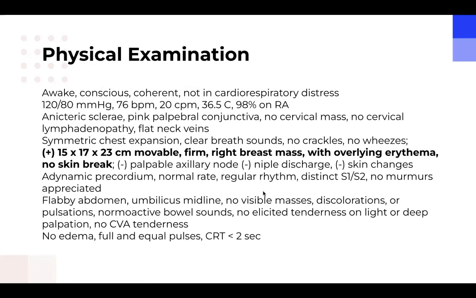So essentially, patient has a normal physical examination, except for the 15 by 17 by 23 centimeters movable firm breast mass with overlying erythema and without skin break, no palpable axillary node, no nipple discharge, and no skin changes. So other parts of the systemic physical examination was normal po.